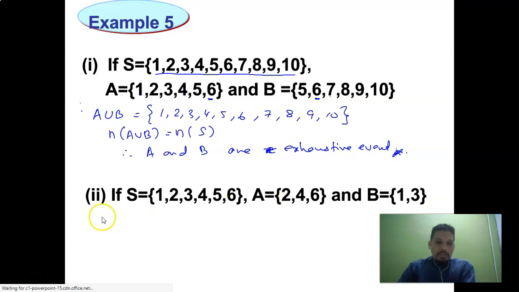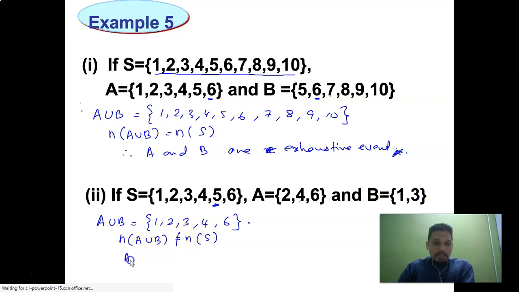So next one here, the sample space here is 1, 2, 3, 4, 5, and 6, with A being 2, 4, 6 and B being 1, 3. There is no number 5 either in event A or B here. So A union B is 1, 2, 3, 4. There is no 5 here and here, and there's also 6. So 6 is not in the list either in event A or B. So then it's not equal to the sample space here. So then A and B are not exhaustive events.